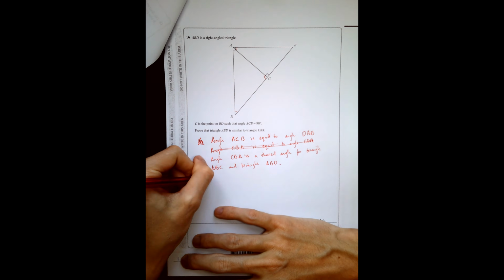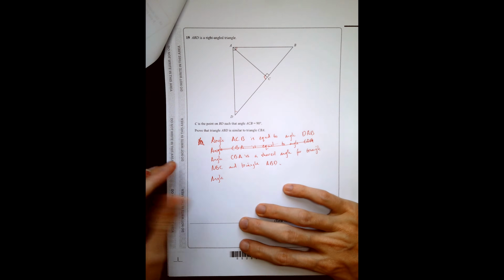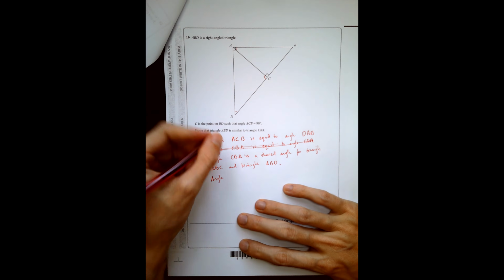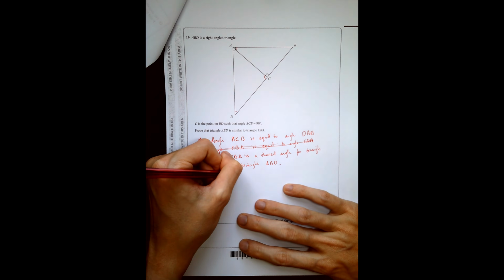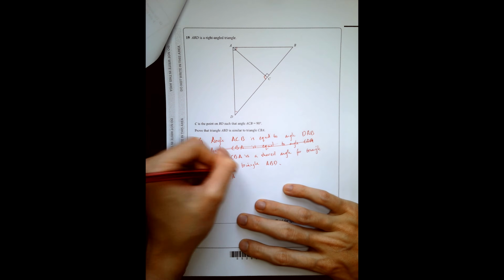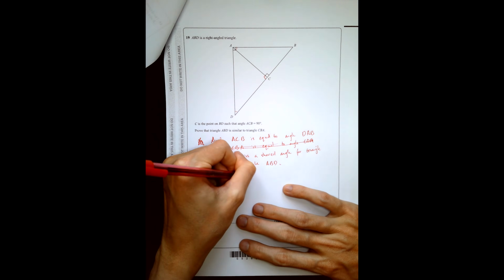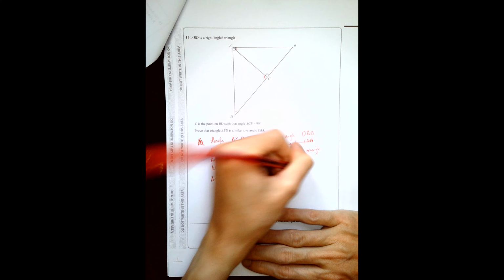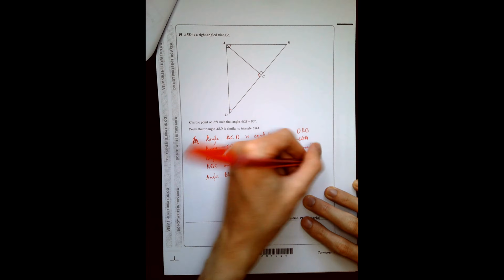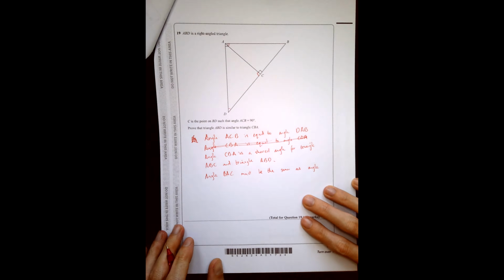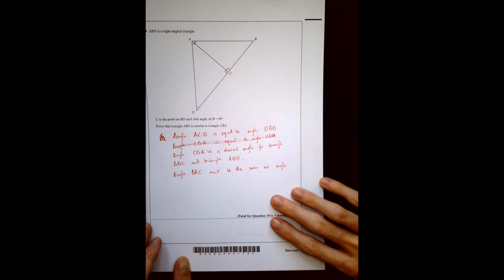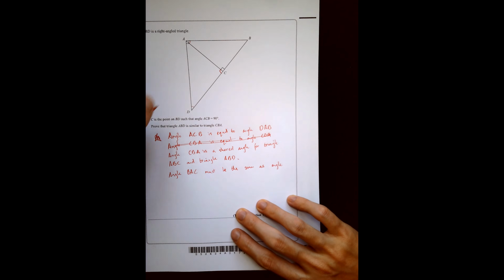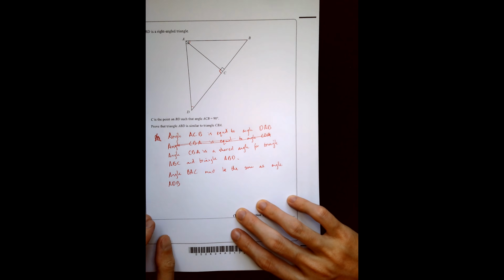Okay, so angle, sorry, not A, BAC must be the same as angle, move that over so that you can see it a bit more clearly, as angle ADB.